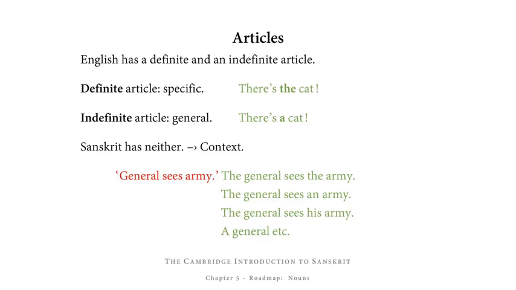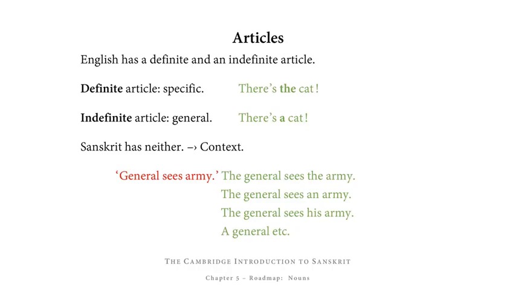Finally, two more little things that we need to know in relation to nominal forms. First of all, articles. English has a definite and an indefinite article. A definite article refers to something specific, such as, "Ooh, there's the cat," referring to, I assume, some cat that you've seen before or referred to before. Whereas the indefinite article refers to something general. "There's a cat" means that there is a cat that you apparently don't know anything else about.